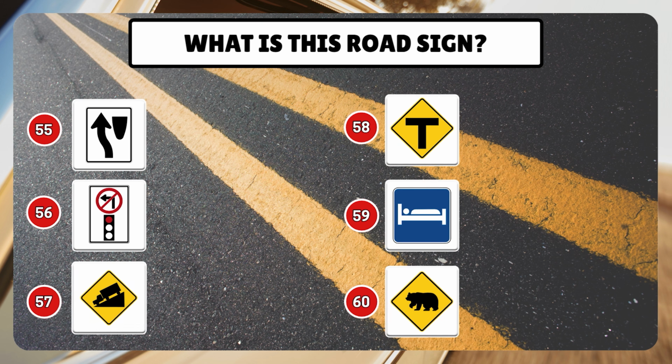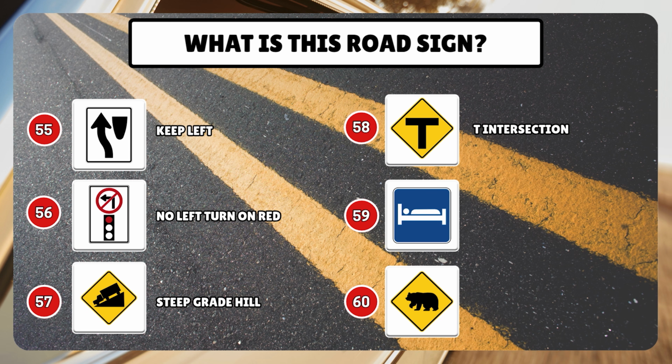What road sign do you see? That is a keep left sign. Nicely spotted. That is a no left turn on red sign. That is a steep grade hill sign. Great job. That is a T intersection sign. That is a lodging sign.